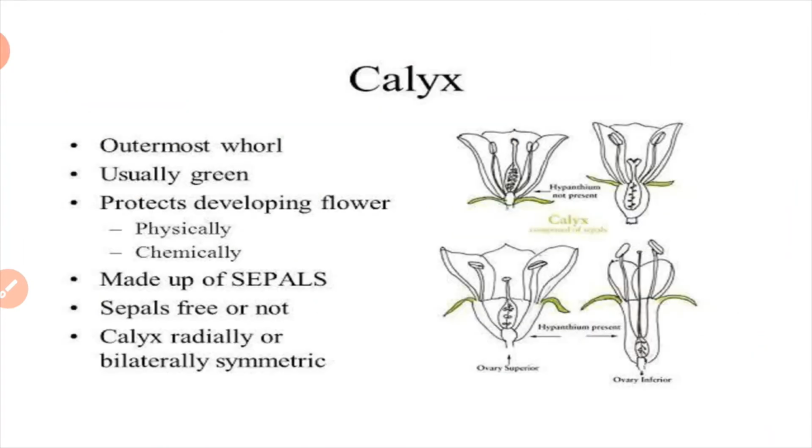Now let us study the outer whorl of the flower, that is the calyx. It is the outermost whorl of the flower. It is mostly green in color. It protects the developing flower. It is made up of sepals. The sepals may be free or they may be fused together. So calyx is radially or bilaterally symmetrical.